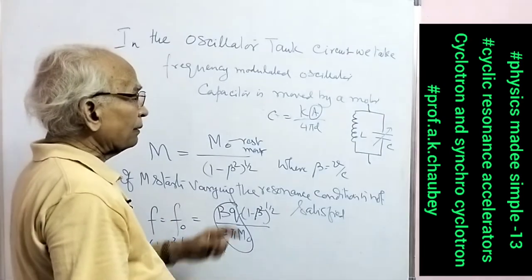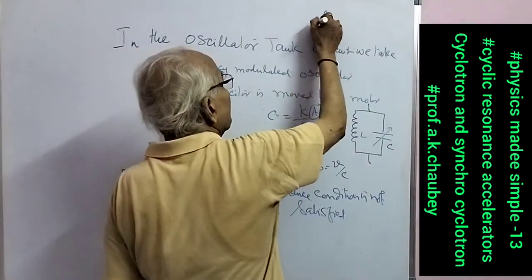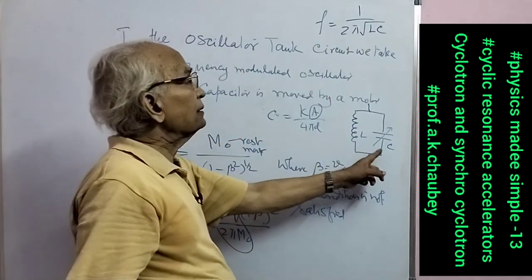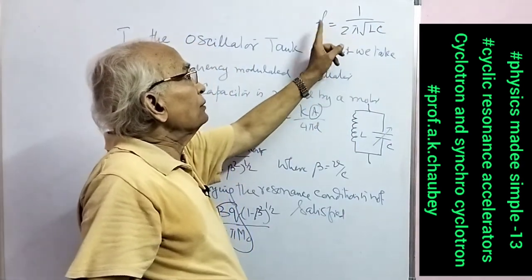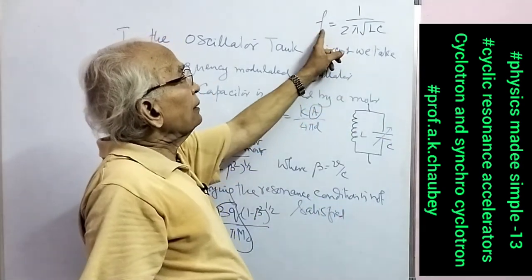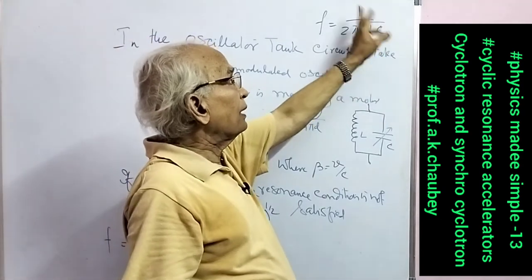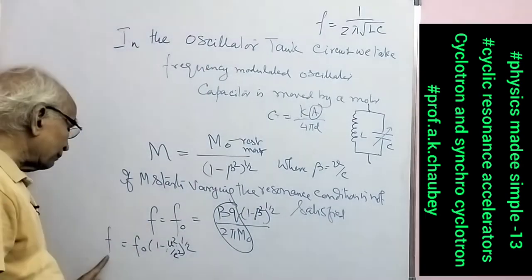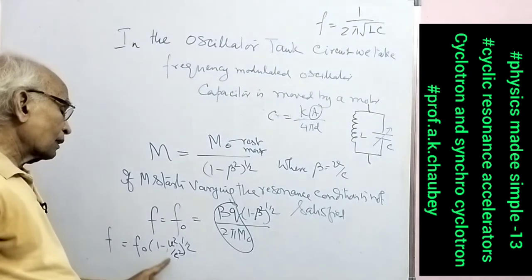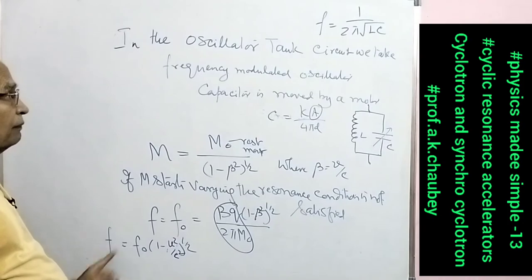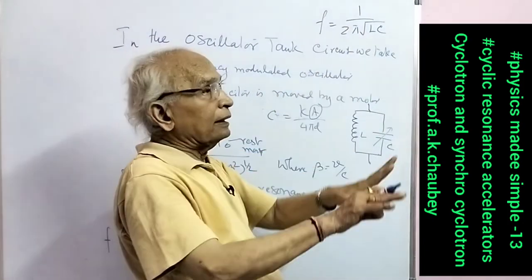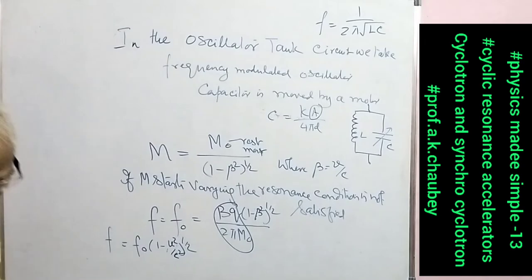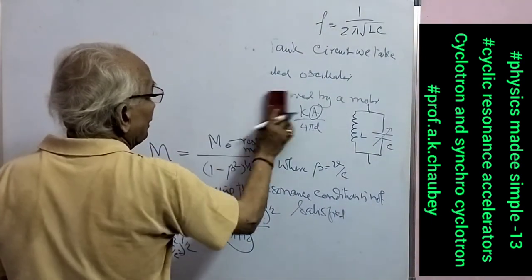So we are changing the capacitor, which means the frequency F is equal to 1 over 2 pi square root of LC, where L is the inductance and C is the capacitance. By moving C, we are changing F. By decreasing C, we are increasing F. By increasing C, we are decreasing F. So we decrease F by this equation. As B increases, we change the frequency F by changing C, so that the resonance condition is fulfilled.